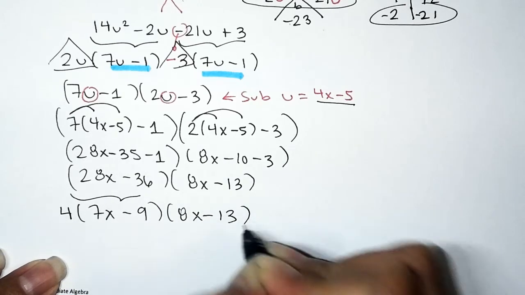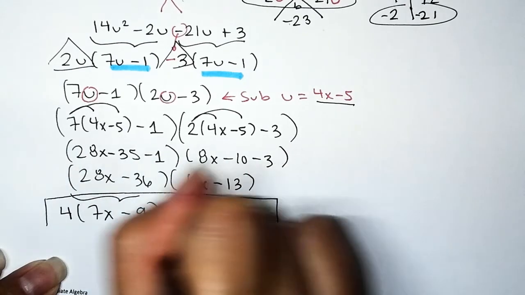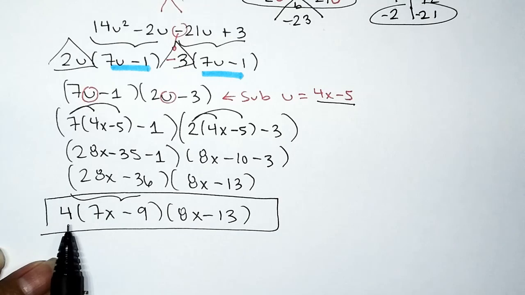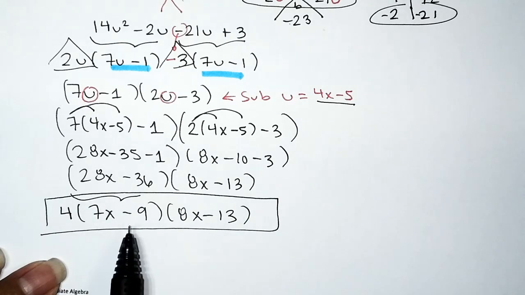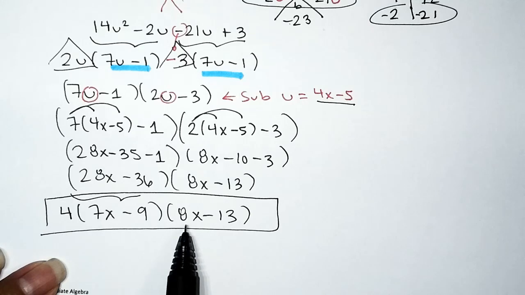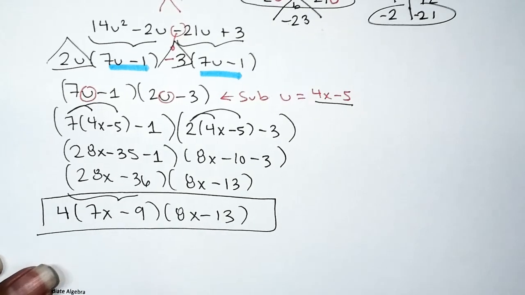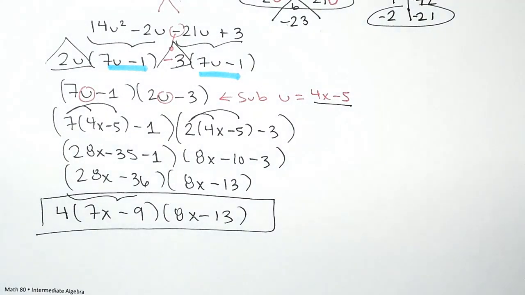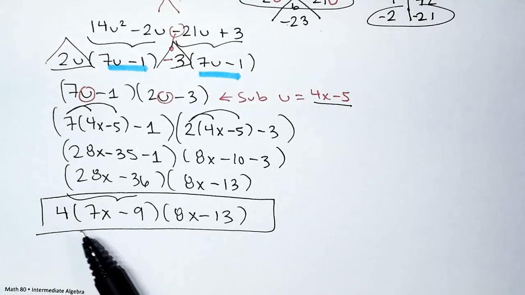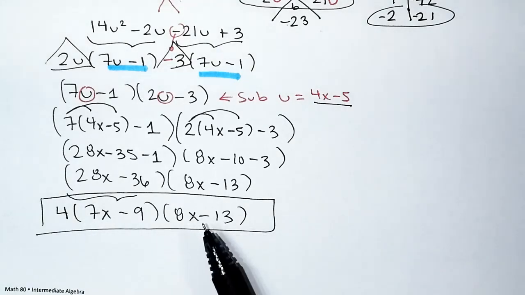So when you check your answer in the back of the book, you should have 3 factors. One of them should be a 4, another one should be a binomial of 7x minus 9, and another one should be a binomial of 8x minus 13. The order of these 3 factors does not matter, but for aesthetic reasons, it would be nice if we had the 4 first, and then the other binomials, who cares, because we cannot read each other's minds.